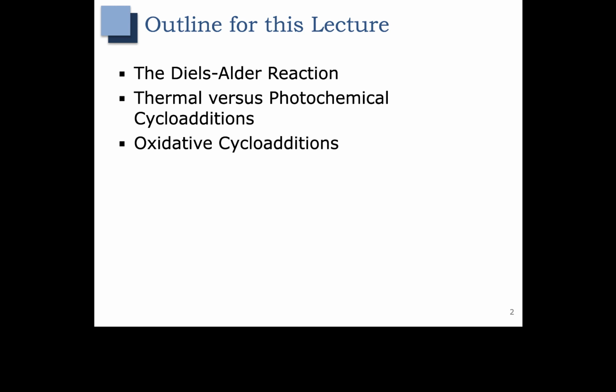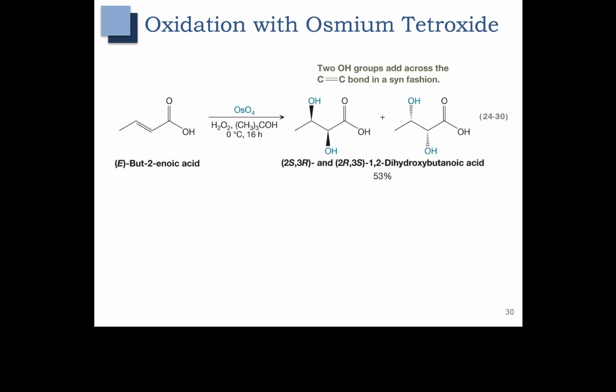In this video, we're going to talk about oxidative cycloadditions. The first oxidation we're going to look at is oxidation with osmium tetroxide. Osmium tetroxide, OsO4, can oxidize alkenes into diols. Observe that the product that is produced is a syn product, syn meaning same side. Osmium tetroxide is going to form both syn products, or a pair of enantiomers.